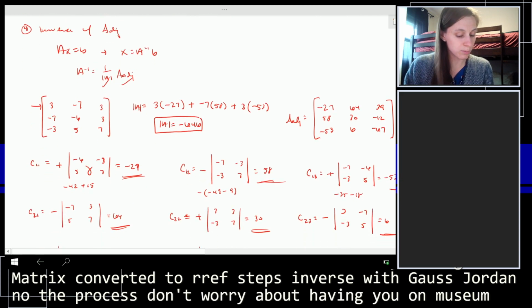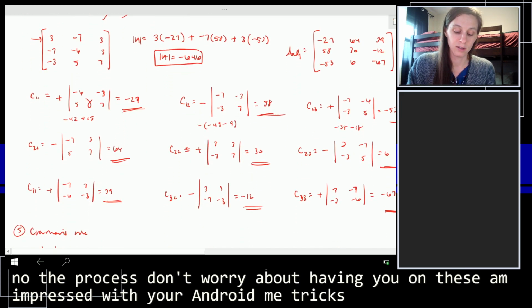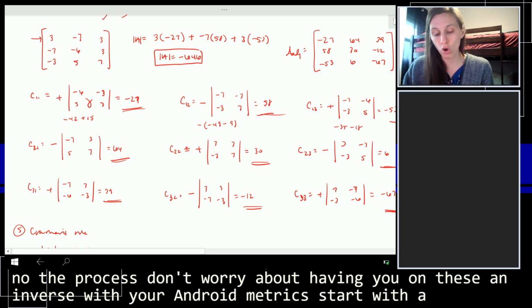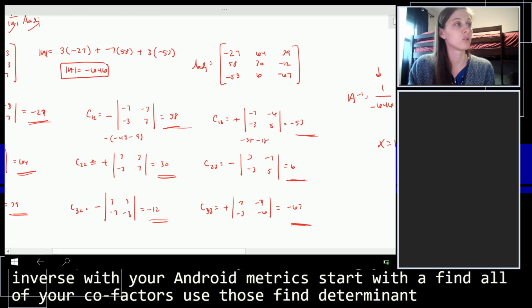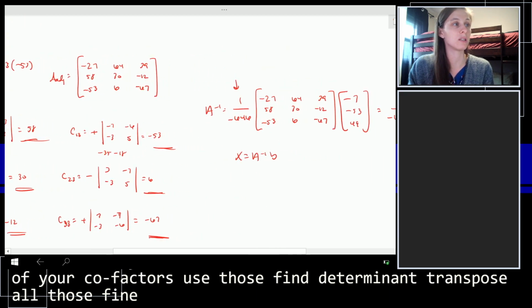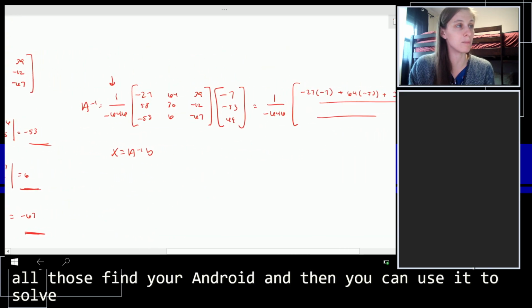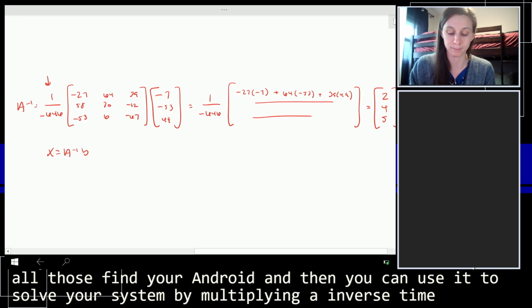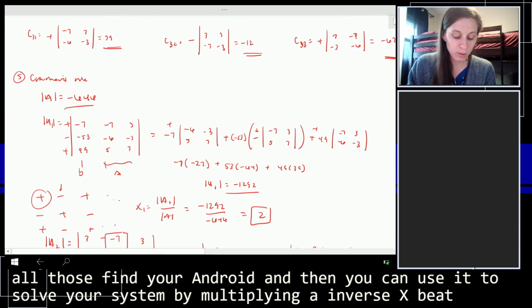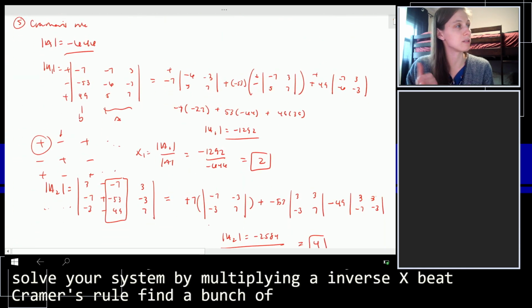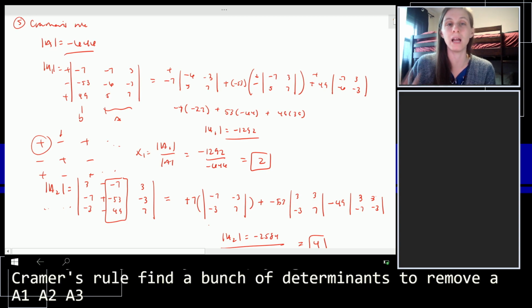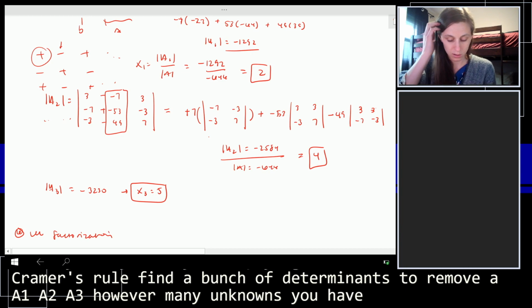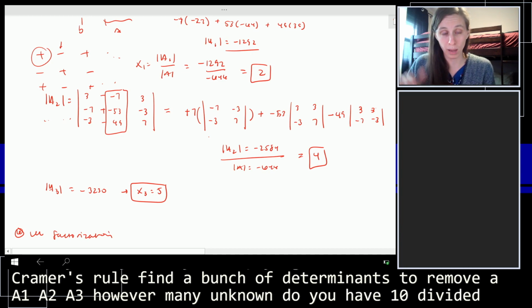Inverse with your adjoint matrix: start with A, find all of your cofactors, use those to find your determinant, then transpose all of those to find your adjoint. Then you can use it to solve your system by multiplying A inverse times B. Cramer's rule: find a bunch of determinants. Determinant of A, determinant of A1, determinant of A2, determinant of A3, however many unknowns you have. Then divide them all by the determinant of A.